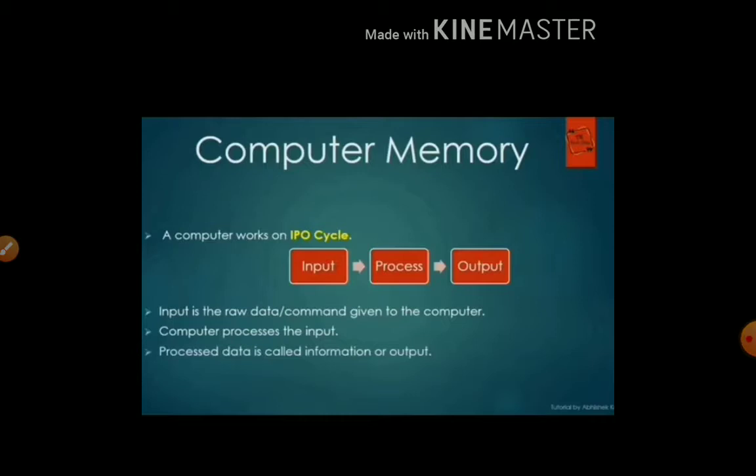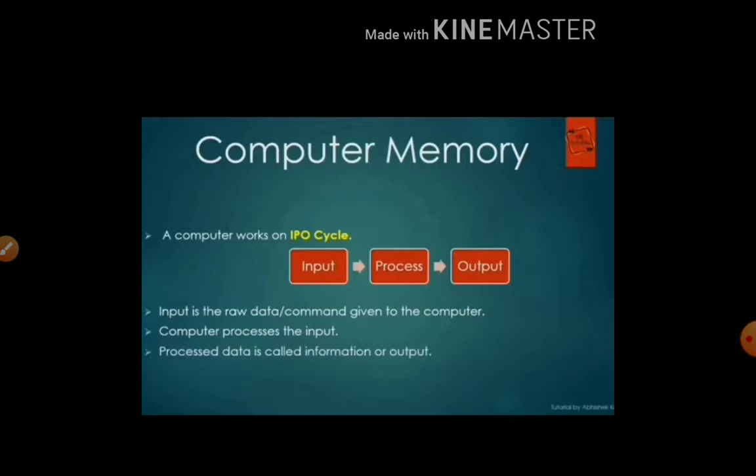First of all, you should learn about the IPO cycle. I for input, P for process, O for output. Input is the raw data given to the computer. The computer processes the data, and the processed data is called information or output. So this is about the IPO cycle.